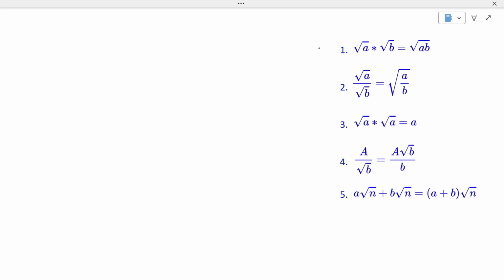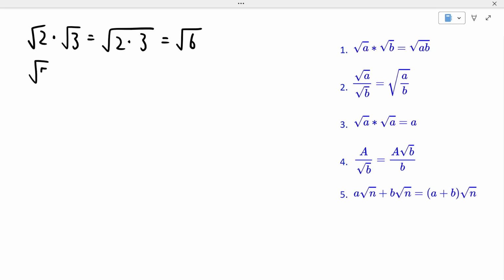So the first property is the multiplication of square roots. Square root of a times square root of b is equal to square root of a times b. This means if we have a multiplication of two square roots, we can multiply the two numbers inside each of the square root expressions and put them inside a single square root expression. For example, square root of 2 times square root of 3 is equal to square root of 2 times 3, which simplifies to the square root of 6, and square root of 5 times square root of 7 is equal to square root of 5 times 7, which simplifies to the square root of 35.